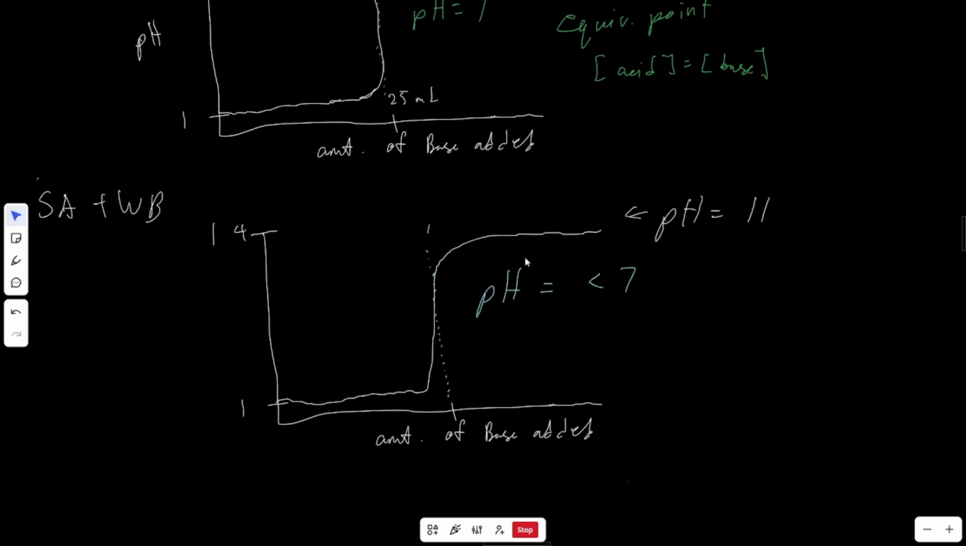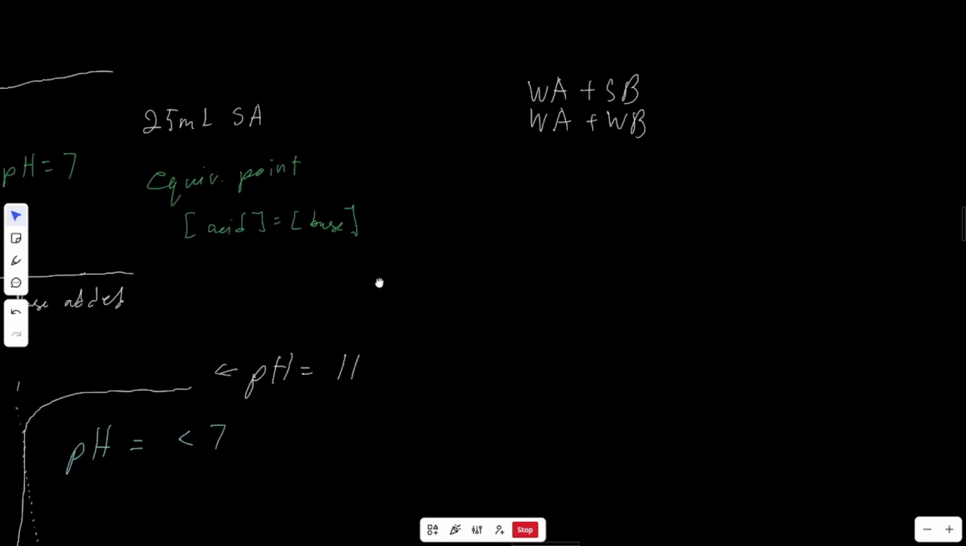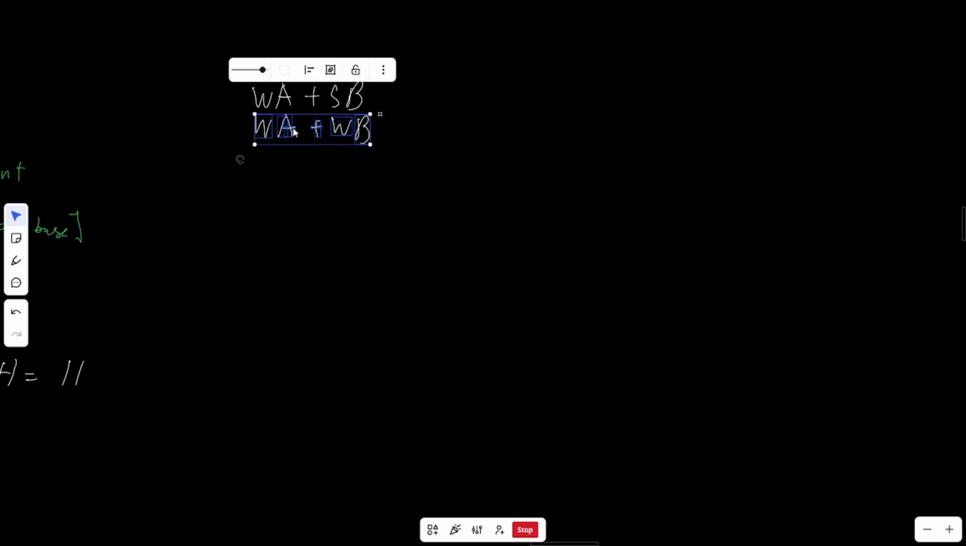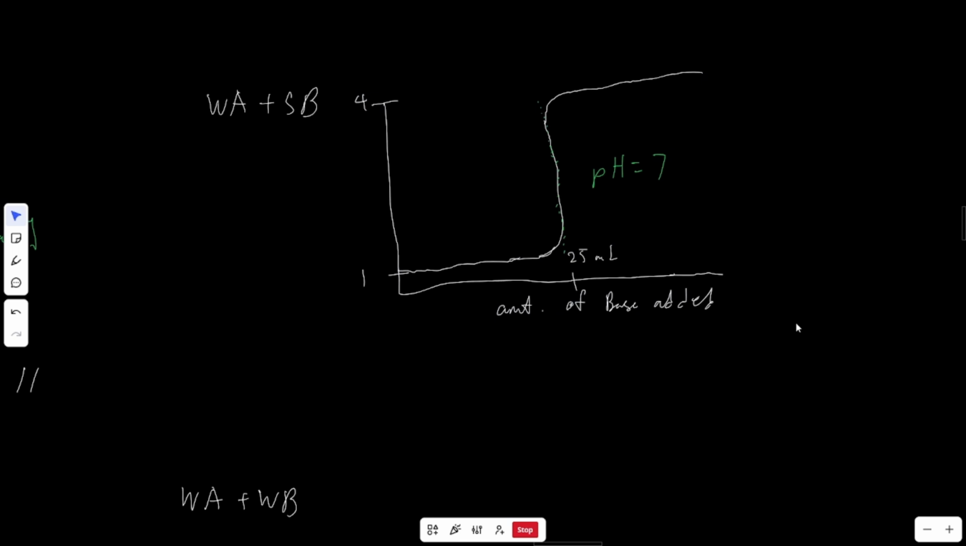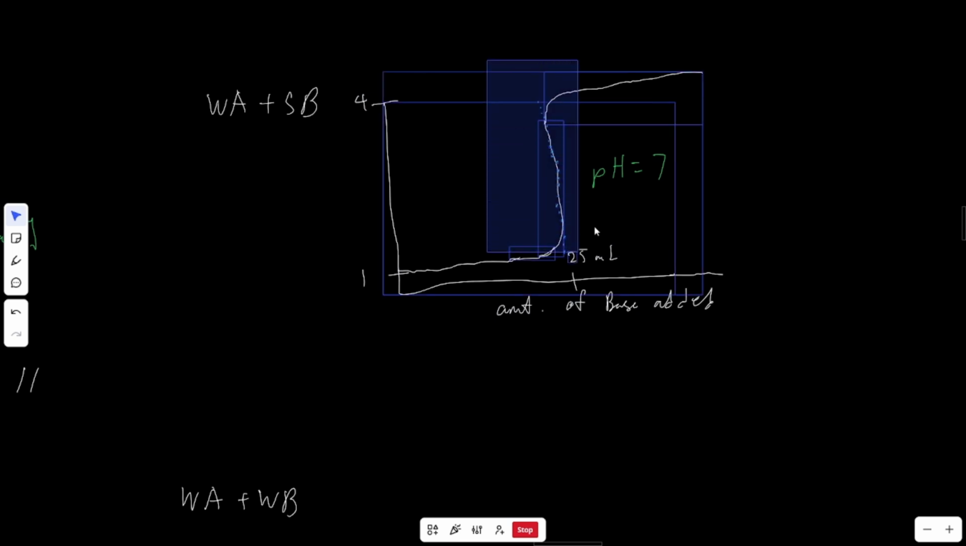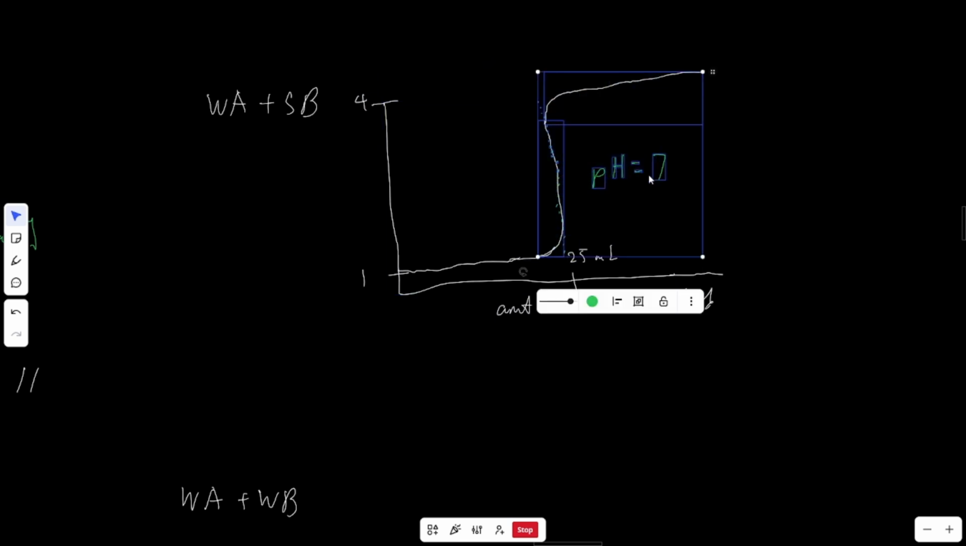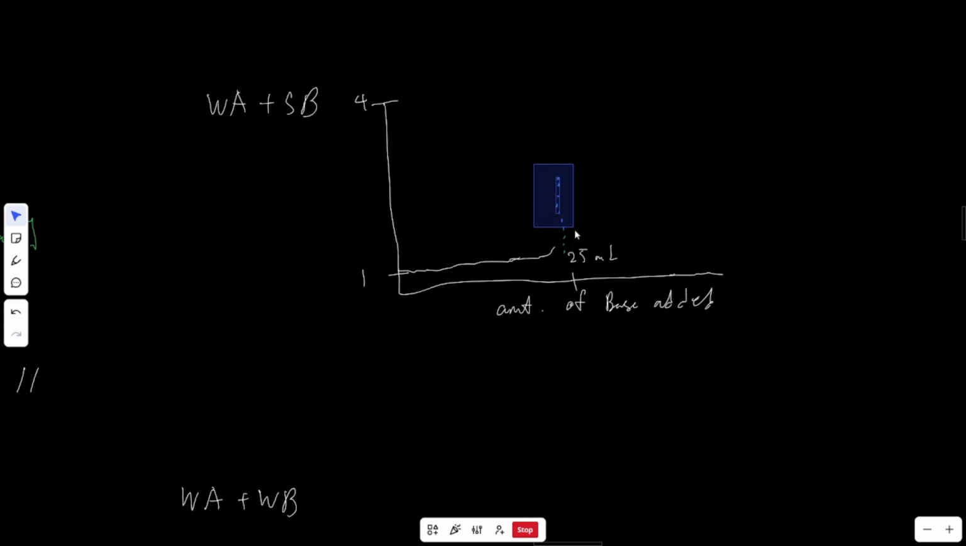Now how about a weak acid and strong base? A weak acid and strong base would look the same. However, this time it's reversed. The roles are reversed, right? So let's just remove this. This time we have a weak acid. We don't start at 1. We will start at, let's say, 3. An example of a weak acid would be acetic acid.